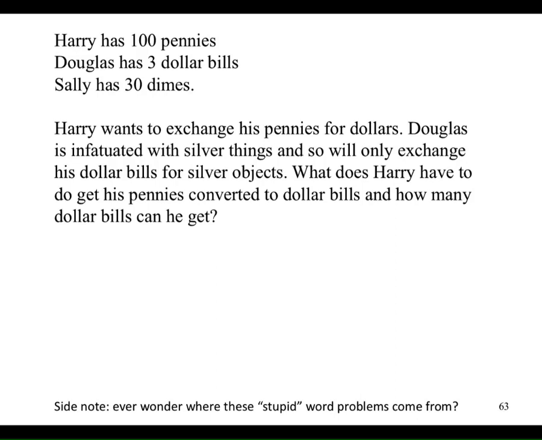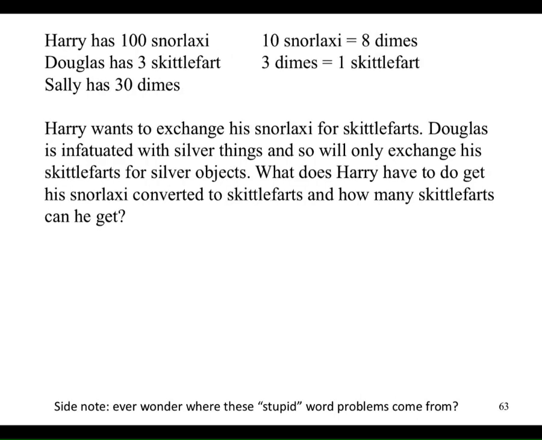And while you may be able to do this one in your head, what happens if we switch it? What if instead of Harry having pennies, he has Snorlaxy and he wants Skittle farts? The whole system now gets a little bit out of whack. We'd have to deal with different conversion factors. Those conversion factors are confusing to us because who knows what a Snorlaxy is or a Skittle fart? Coming up with a system to allow us to do these conversions now becomes challenging, and a question that was really straightforward before, that you probably did in your head, now becomes too difficult to internalize. This is why we need the process behind how we start.